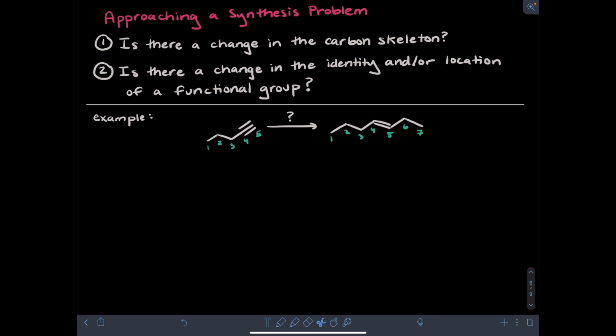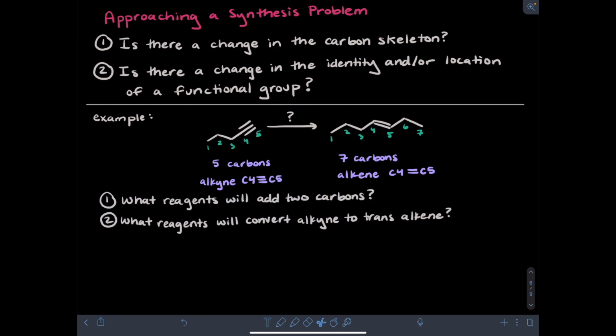I recommend starting by numbering carbons to know how many of them there are, and also on which carbons the functional groups are placed. The starting material has 5 carbons, with the alkyne present between carbons 4 and 5, as I've numbered this. This isn't naming style numbering, this is just for me to keep track of positioning. And in the product, I have 7 carbons instead of 5, and notice the alkene is present between carbons 4 and 5.